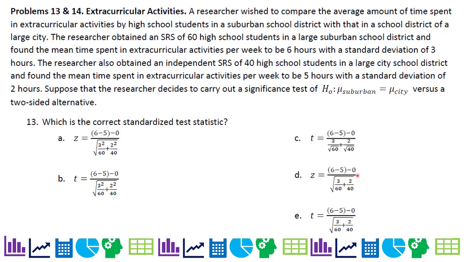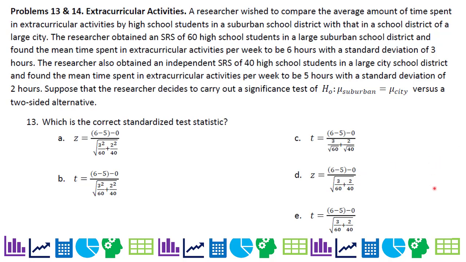Number 13. A researcher wished to compare the average amount of time spent in extracurricular activities by high school students in a suburban school district with that in a school district of a large city. The researcher obtained an SRS of 60 high school students in a large suburban school district and found the mean time spent in extracurricular activities per week to be 6 hours with a standard deviation of 3 hours. The researcher also obtained an independent SRS of 40 high school students in a large city school district and found the mean time to be 5 hours with a standard deviation of 2 hours.